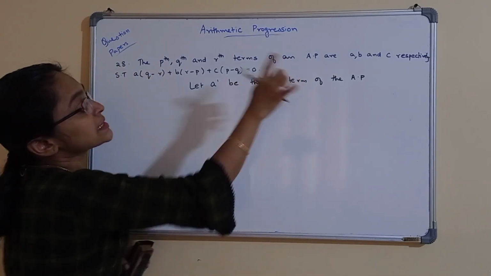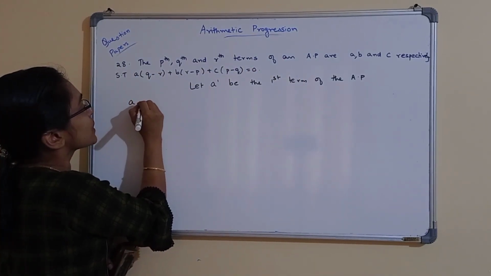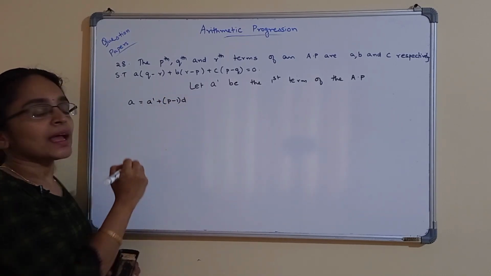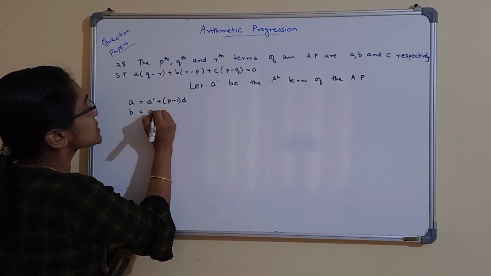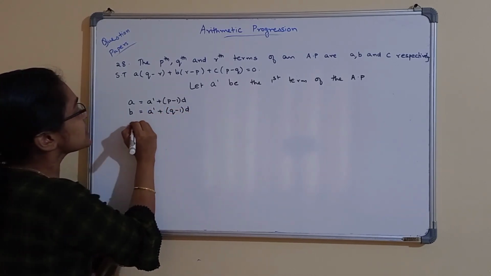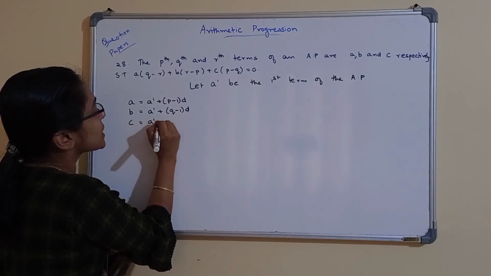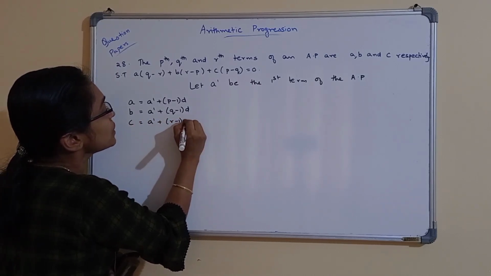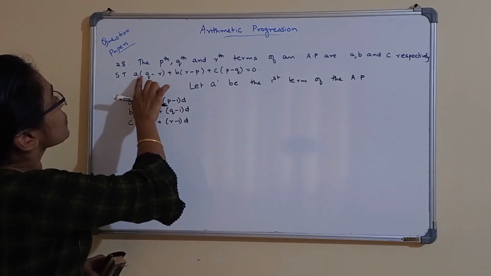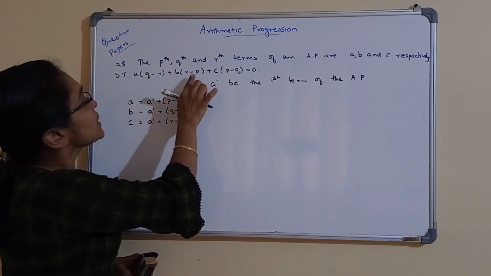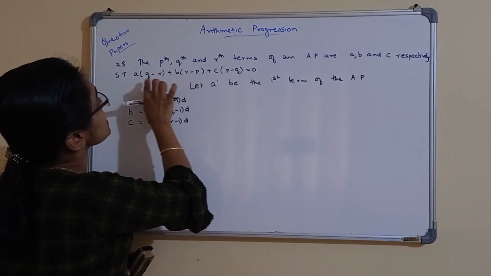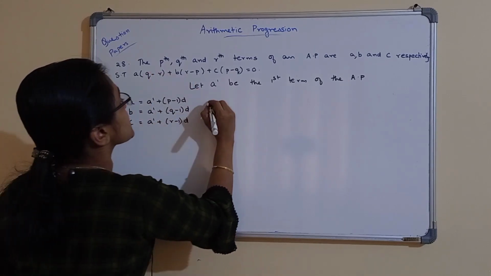Now a is the pth term, which means a = a' + (p - 1)d. And b is the qth term, which means b = a' + (q - 1)d. And c is the rth term, so c = a' + (r - 1)d. Now show that a(q - r) + b(r - p) + c(p - q) = 0. So let us find what is a(q - r).